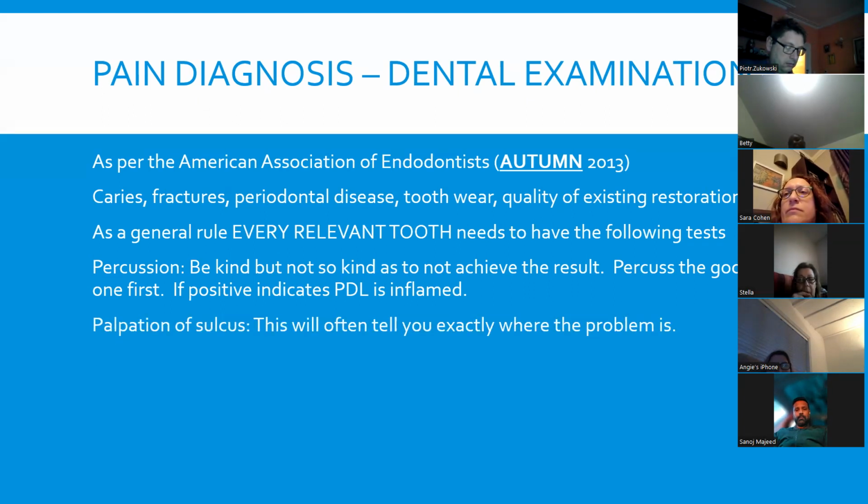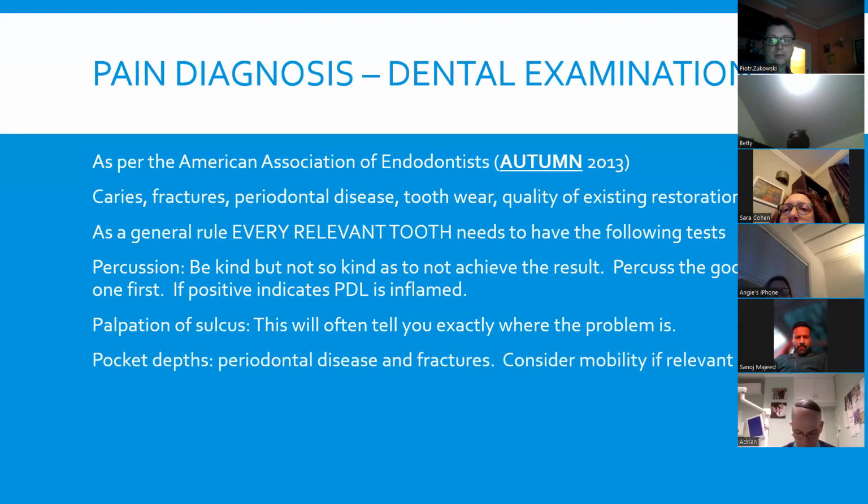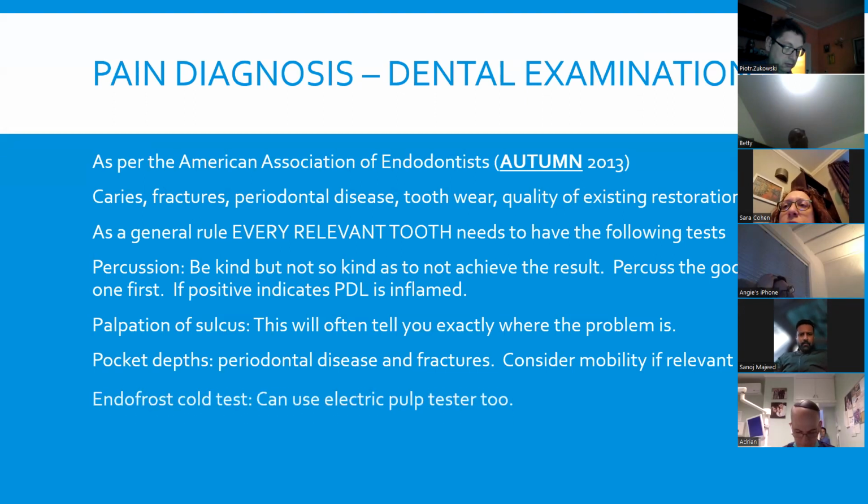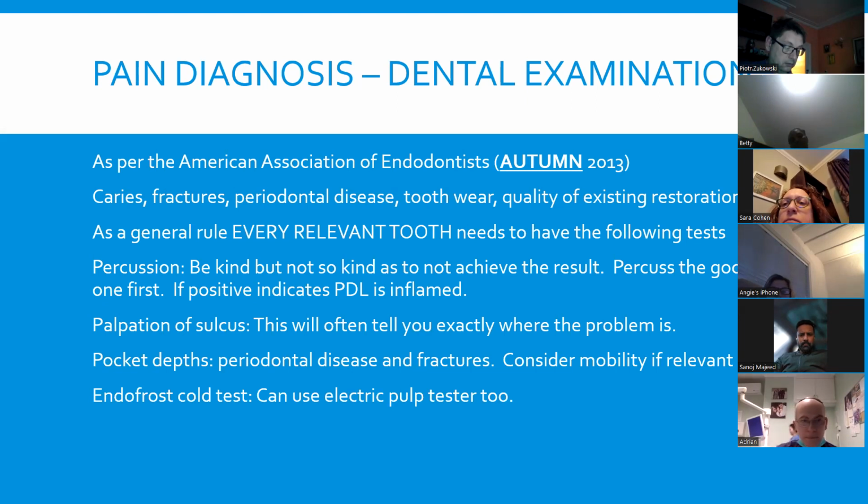Palpation of the sulcus will often tell you exactly where the problem is. If the sulcus is tender by the 6, it's more likely the 6 is the problem than the 7, and vice versa. Pocket depths, periodontal disease, fractures. And if you've got really deep pockets, it's worth checking for mobility as well. And Endofrost cold test. You can use the electric pulp test if you want. We've got them, but I know they're less commonly used.